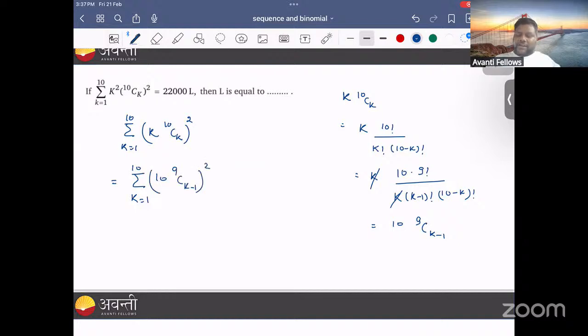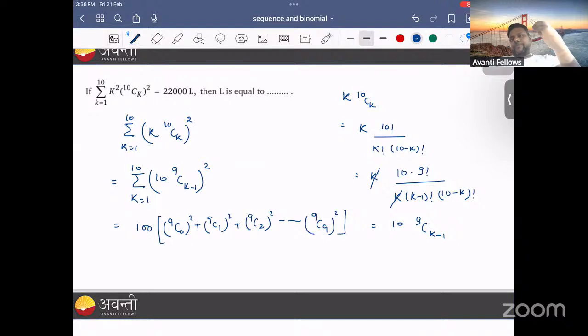So this 100 came out. Now what I'm left with: 9C0 square plus 9C1 square plus 9C2 square and so on. If I place 10, I get 9C9 whole square. Got it? So it is 100 times. I can write it 9C0 9C9, 9C1 9C8, 9C2 9C7, and so on, 9C9 9C0.